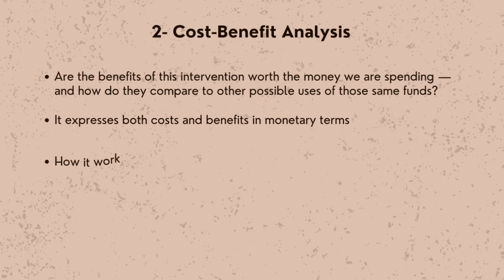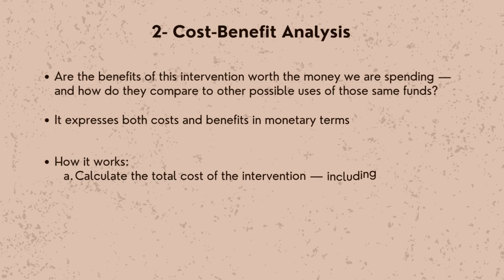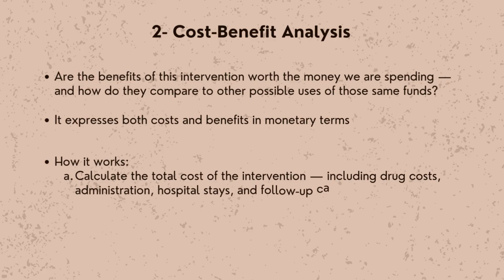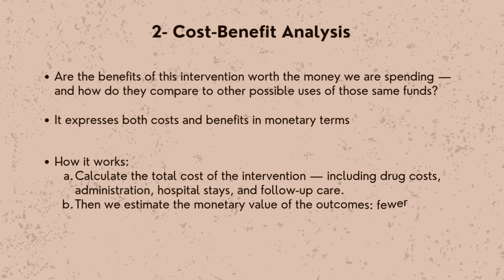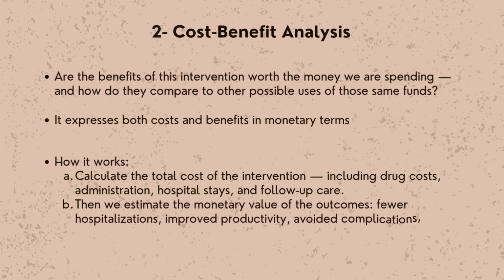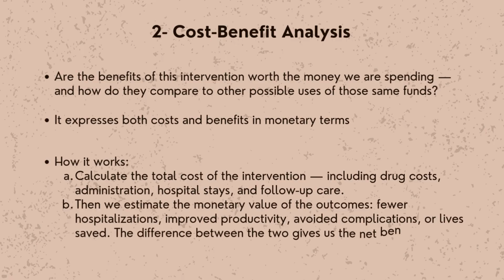Here's how it works. First, we calculate the total cost of the intervention, including drug costs, administration, hospital stays, and follow-up care. Then we estimate the monetary value of the outcomes: fewer hospitalizations, improved productivity, avoided complications, or lives saved. The difference between the two gives us the net benefit. Let's see two examples to make this clear.